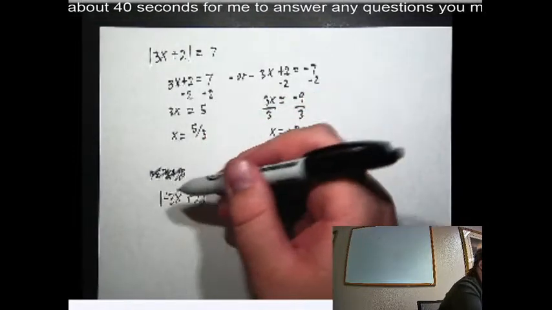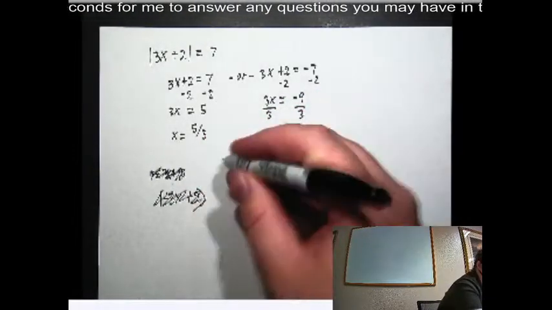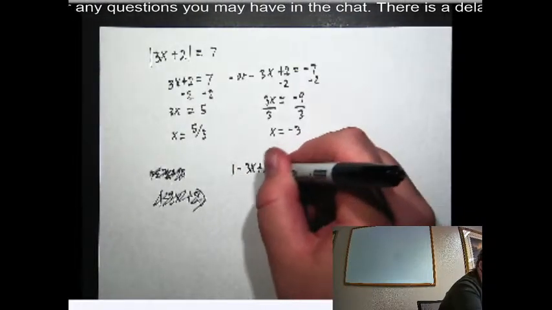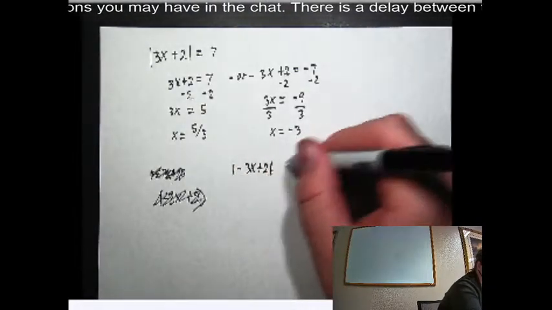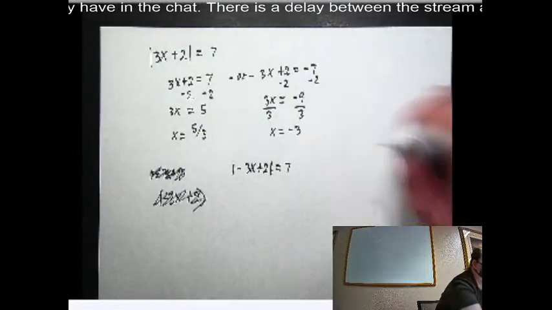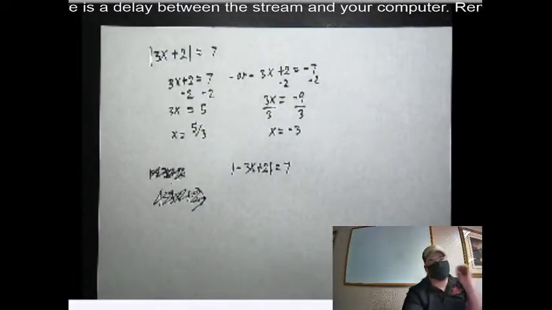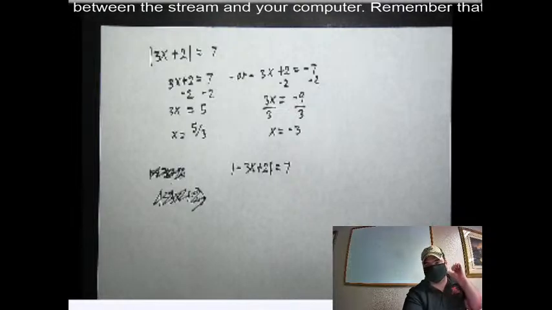Oh my gosh, I'm messing up. Okay. Negative 3x plus 2, absolute value, is equal to 7. Okay, so I've changed one thing. I've made this a negative 3. Let's see how that affects this.